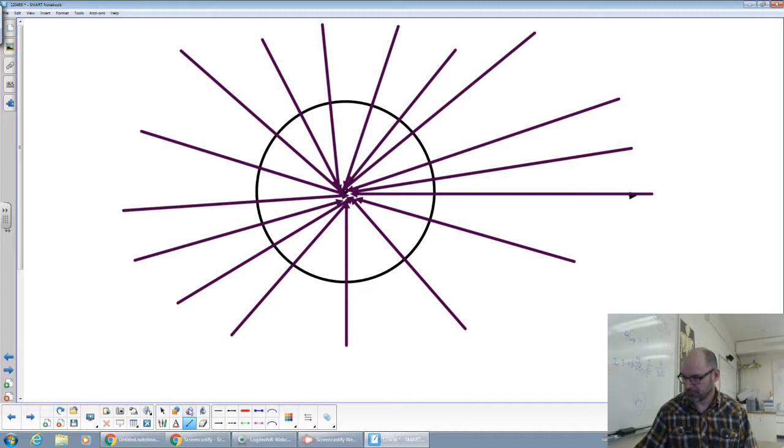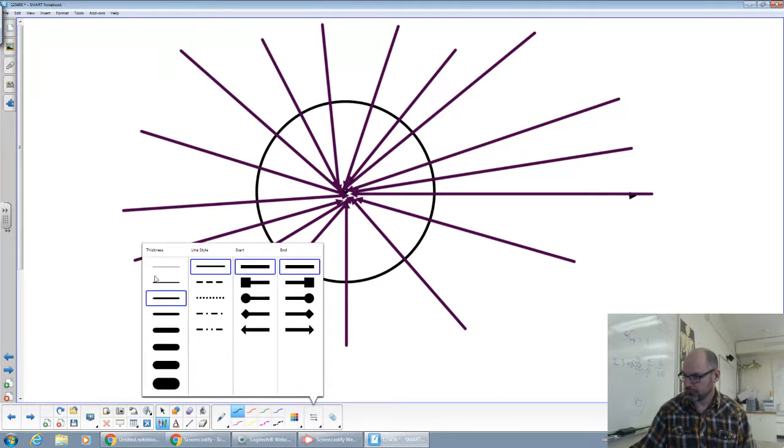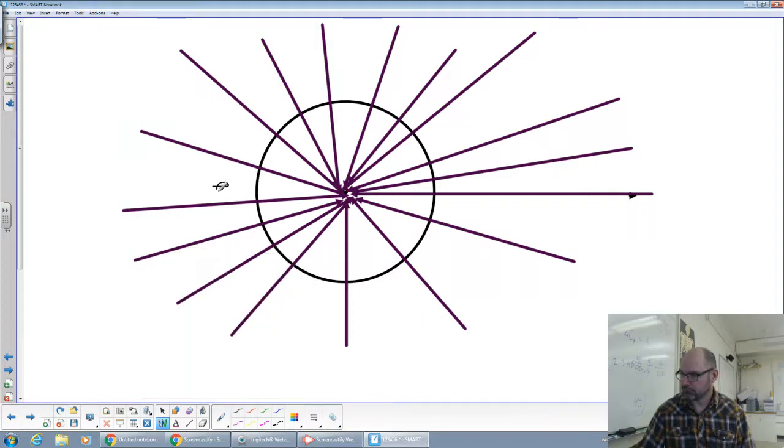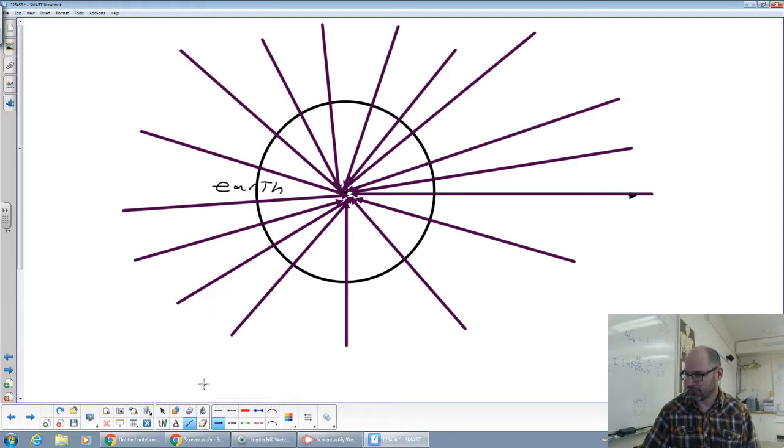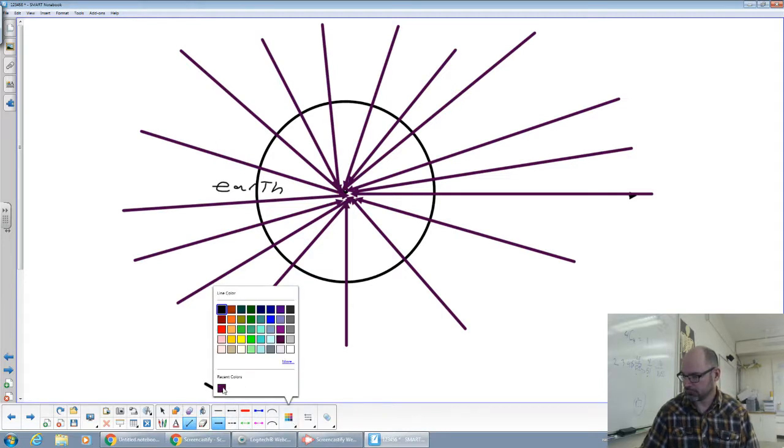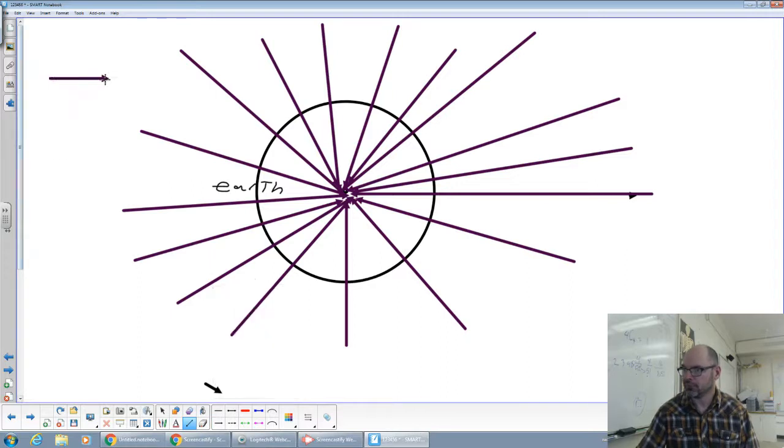Let's label this up. Okay, there's the center of the Earth. And these red lines that I drew here, or purple, I guess, this represents a gravitational field line.